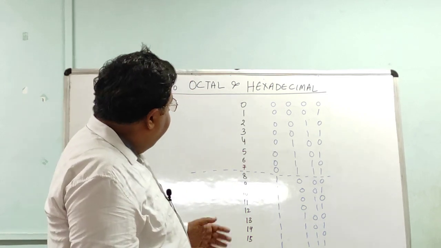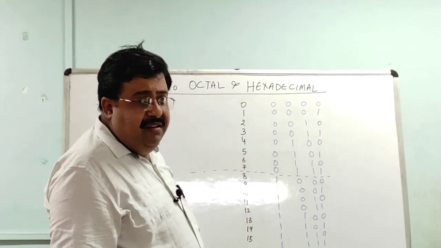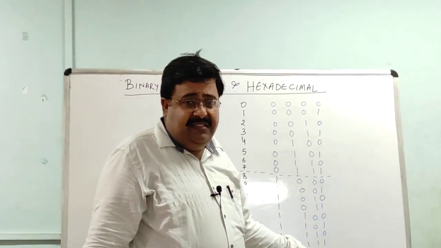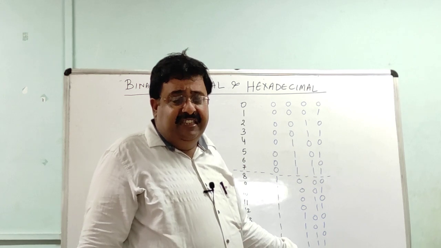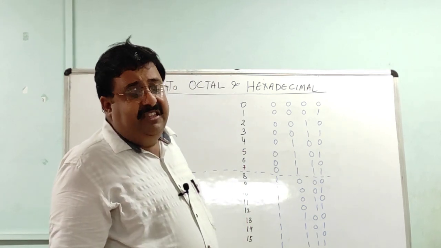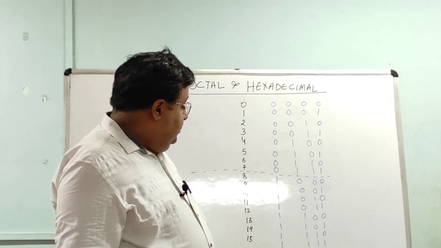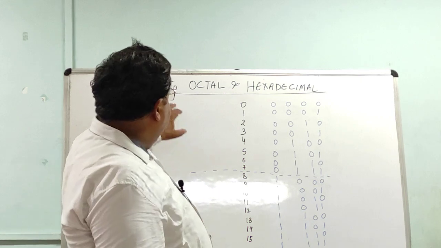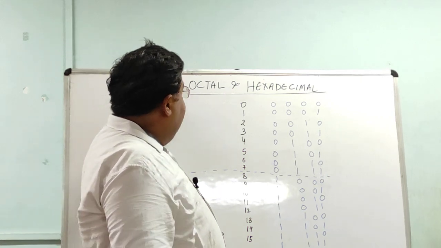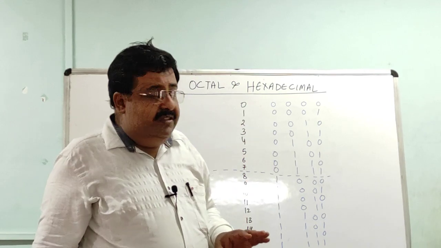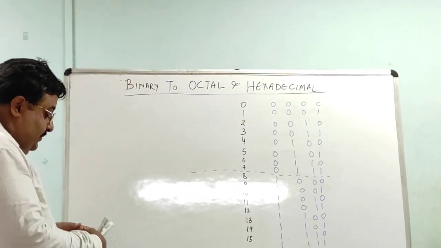In the same way, if we look at the hexadecimal, then we can see that 4 bits, that is binary digits, will represent 1 hexadecimal digit. I hope this is clear to all, because this is the principle we are going to use for binary to octal and binary to hexadecimal conversion. So, let us start.